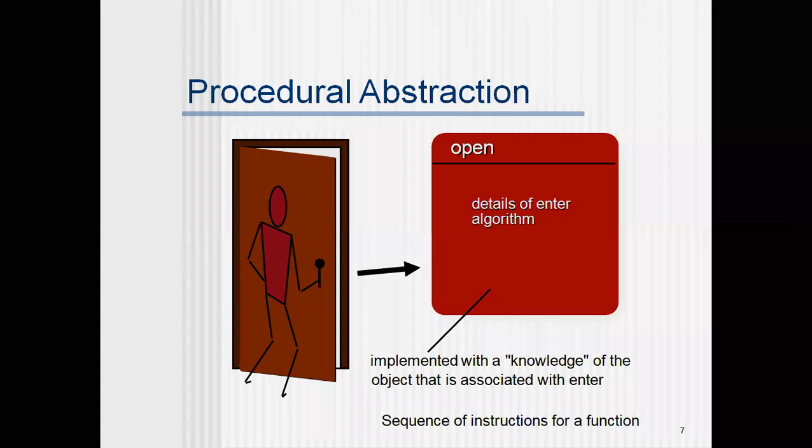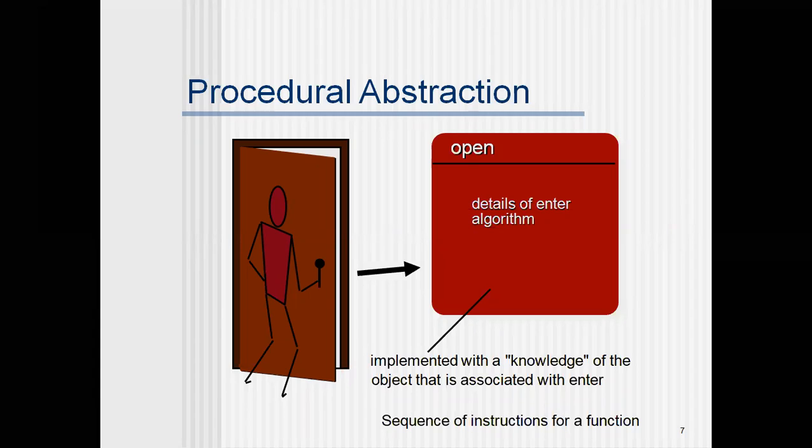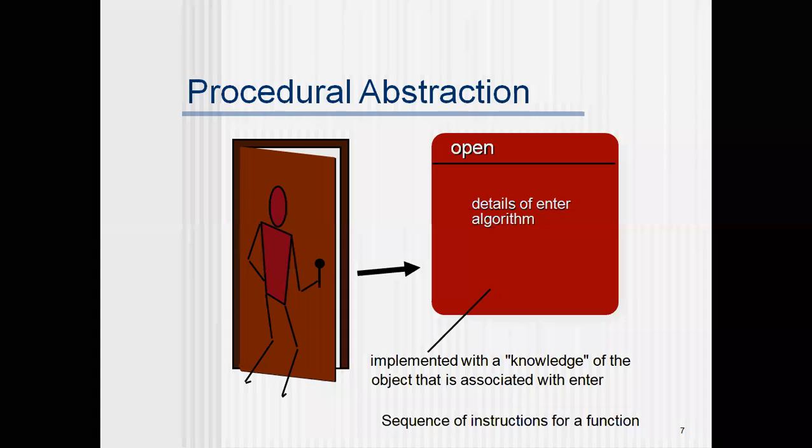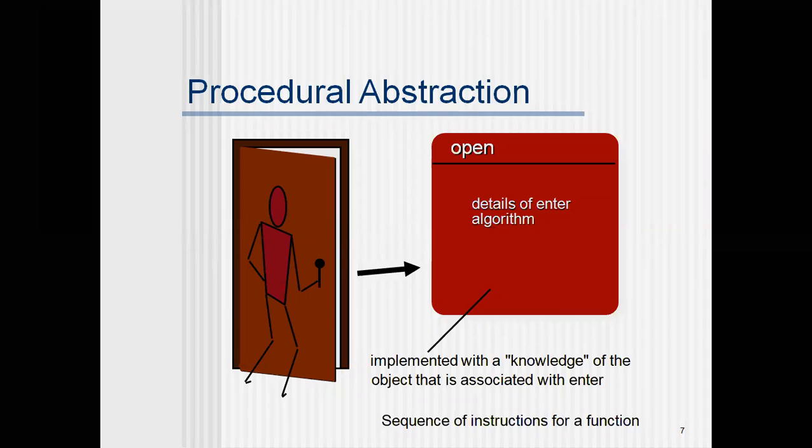This is called the second kind of abstraction here. One is data abstraction, the second one is procedural abstraction: how the internal algorithm works to open that particular door. Clear? That is the abstraction.